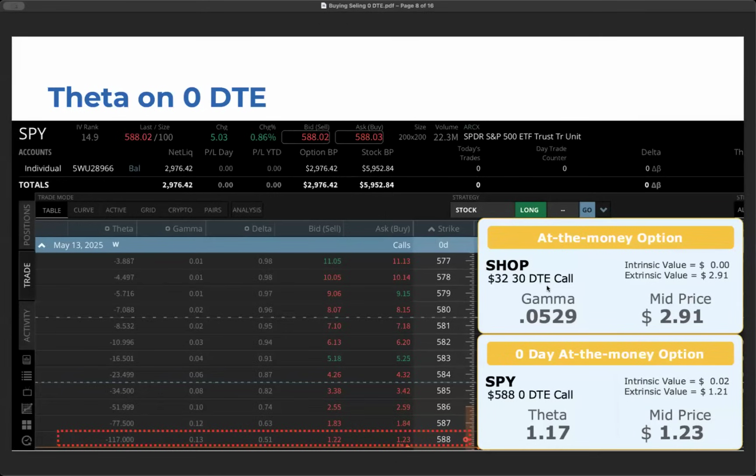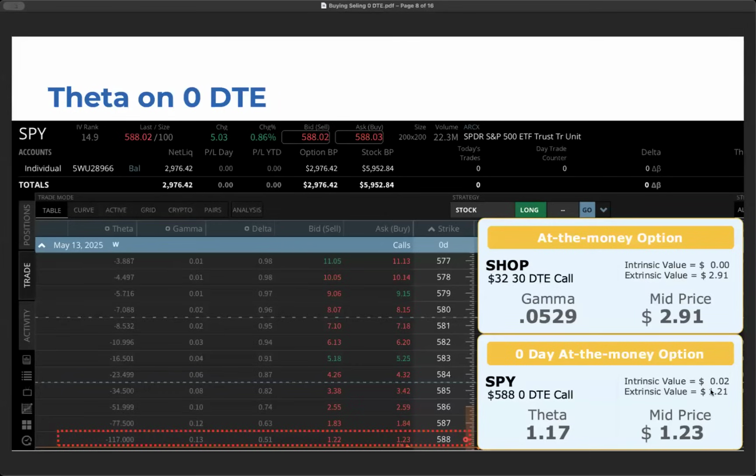Let's look at the box here on the bottom right, on the 0 days to expiration option. That option is currently priced at $1.23. There's about 2 cents of intrinsic value, so the extrinsic value is $1.21. And if you look at theta, it's saying that it's 1.17.